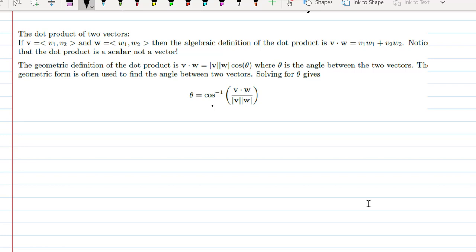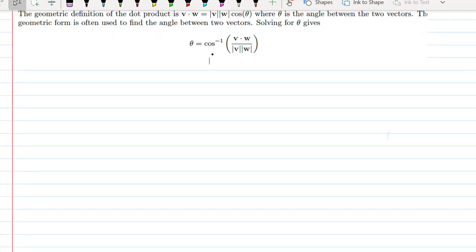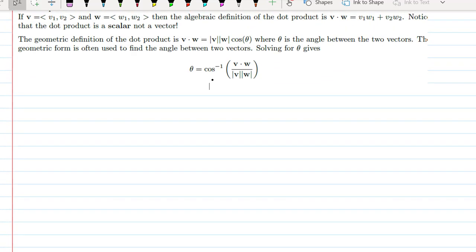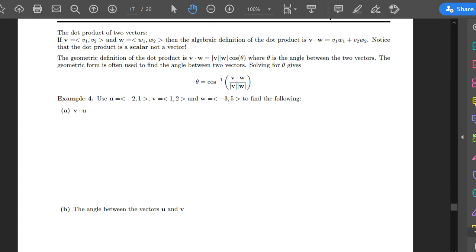So the dot product of two vectors is given in these two forms. We have the algebraic form and we have the geometric form. And we can use either of these to calculate the dot product depending on what information is given. And as noted, the geometric definition is often used to find the angle in between two vectors. So if we know two vectors, we can find the angle in between them by using the dot product in its geometric form. So let's go ahead and do some examples involving the dot product.